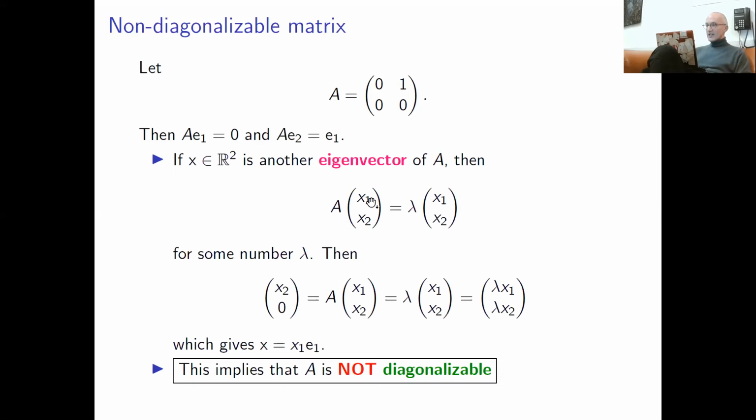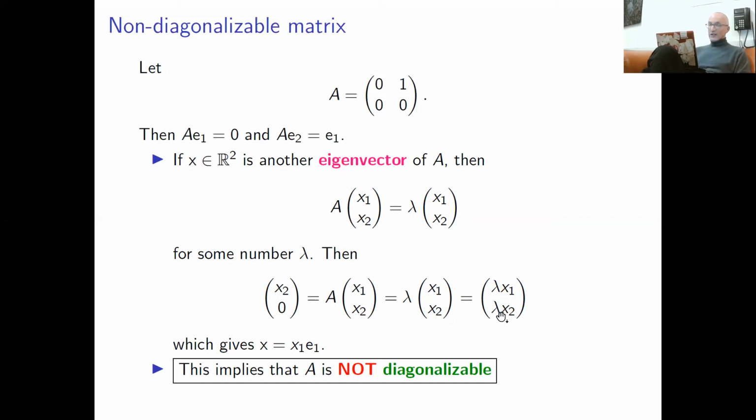So let's try to find it. Let's take some vector x1, x2, some other eigenvector of A, and we just apply our definition to this vector. What does it mean that this vector is an eigenvector? It means A(x1, x2) is lambda (x1, x2). And by definition, let me stress it and repeat, an eigenvector cannot be 0. Lambda of course can be 0, but (x1, x2) cannot be 0. Okay, so we have this equality, but it's very easy to multiply this matrix A and this vector (x1, x2). You multiply and you just get (x2, 0). On the other hand, it should be equal to (lambda x1, lambda x2).